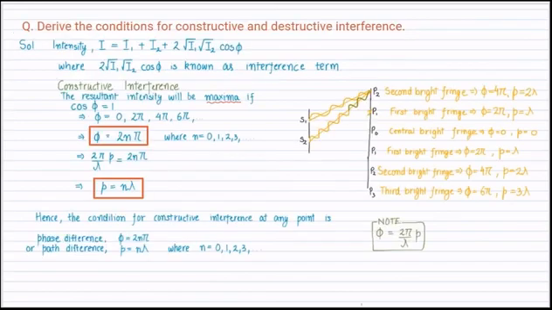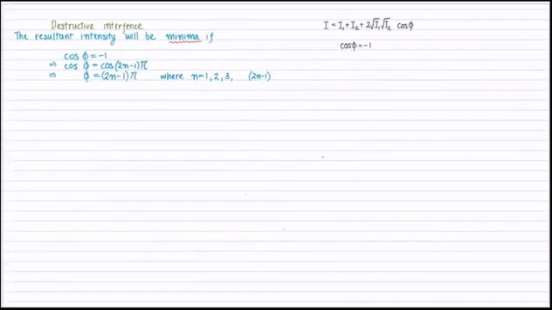Or I can also say my phi angle should be equal to 2n minus 1 times pi, where n equals 1, 2, 3, and so on. Now note, why didn't I take n equals 0? For the constructive case, we considered n equals 0, but in our destructive case we are not considering n equals 0. So look here, if I take n equals 0, then what happens?